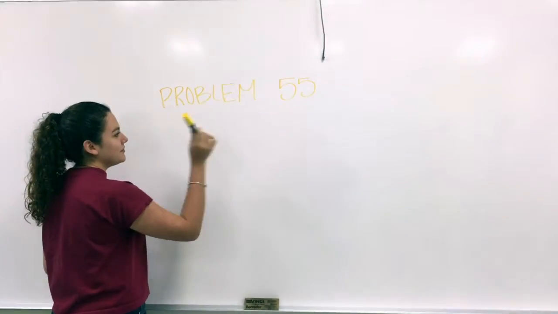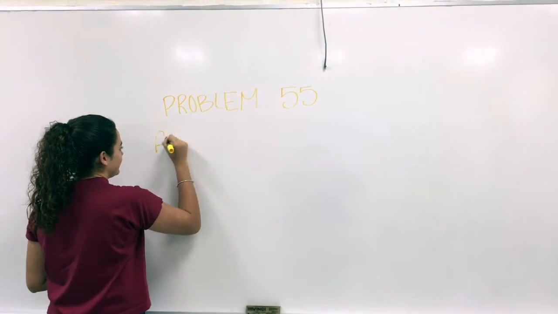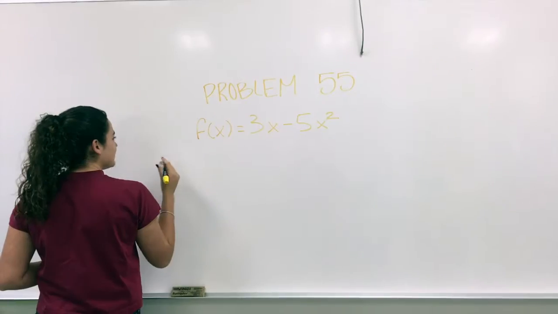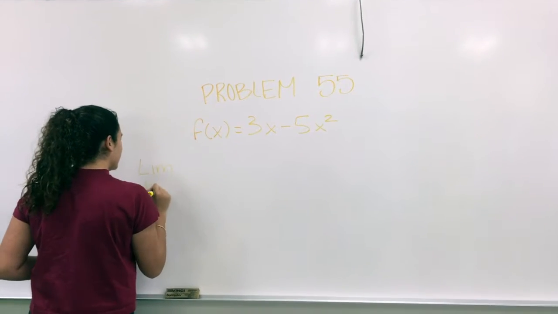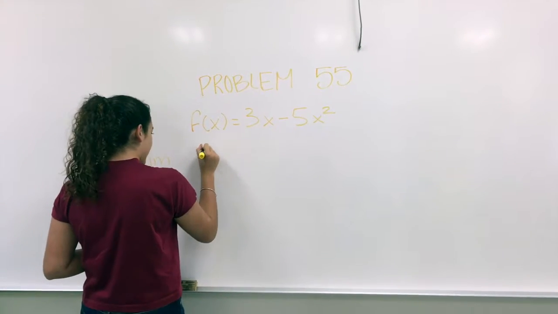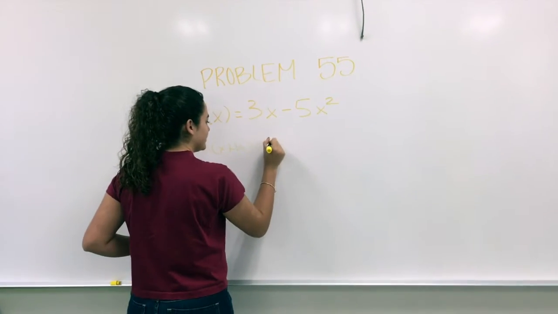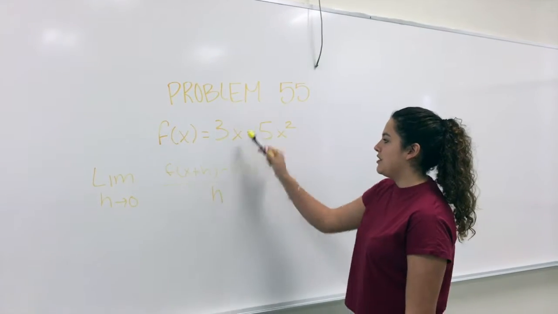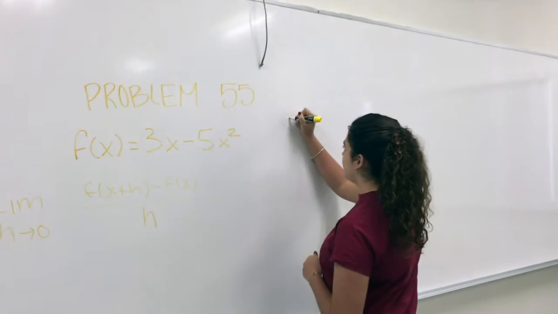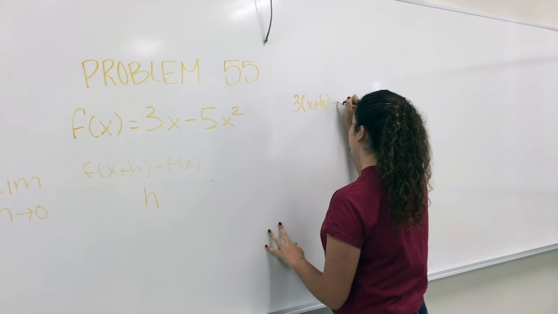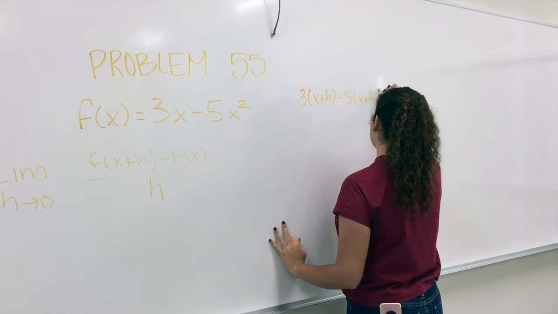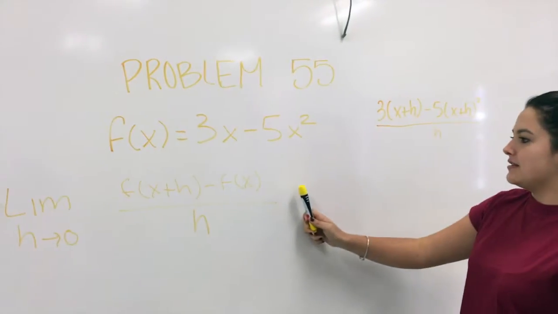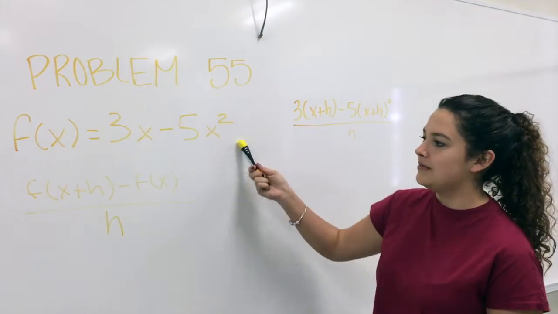We're going to solve problem 55, and the equation is f of x equals 3x minus 5x squared. For this problem, we're going to use the formula that is the limit as h tends to 0 of f of x plus h minus f of x over h. First, we're going to plug in x plus h for the x's, so it's going to be 3(x plus h) minus 5(x plus h) squared over h. Okay, so then we're going to do the minus f of x, because this is f of x.